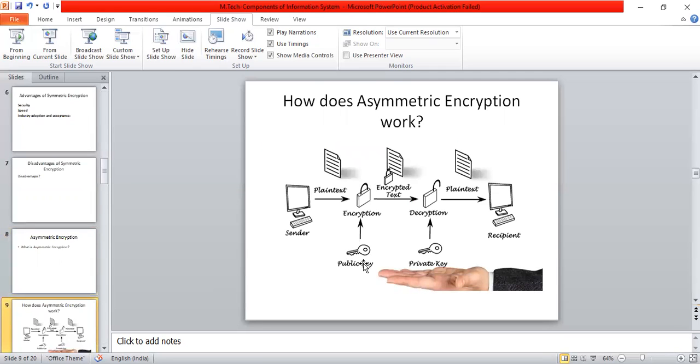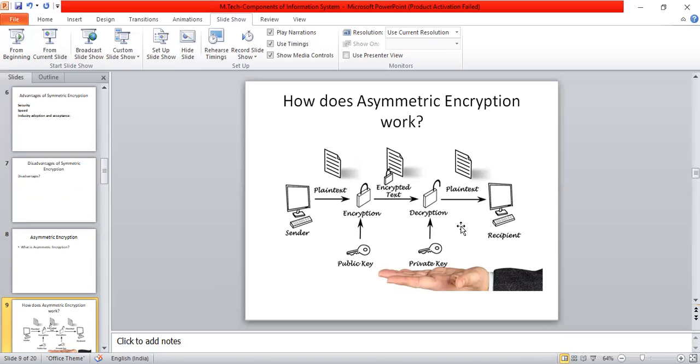How does asymmetric encryption work? There are a sender and a receiver. Plain text is encrypted using the public key, and the encrypted text is sent. Decryption is then done using the private key, after which the recipient can use the plain text. For example, here is a simple example of asymmetric encryption.